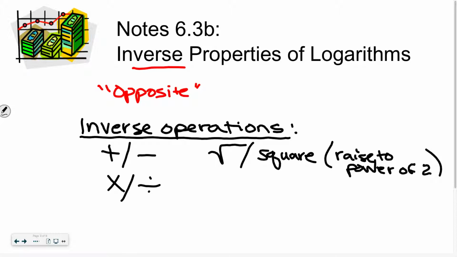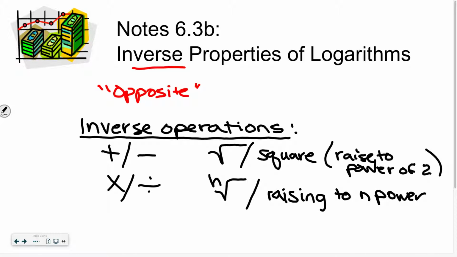Okay, any other inverse operations out there? Yeah, we talked about that in chapter 5, and Mickey called it the nth root. The nth root, and then like raising it to the n power. Cool. Okay, add to this list of things you know that undo each other.